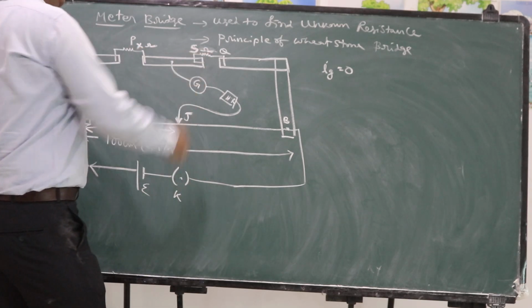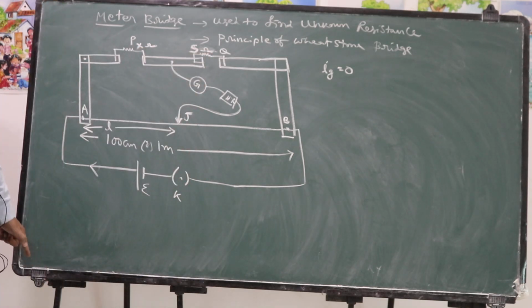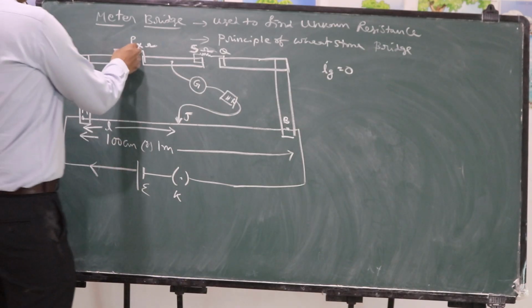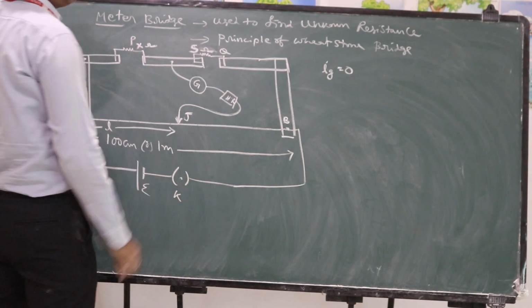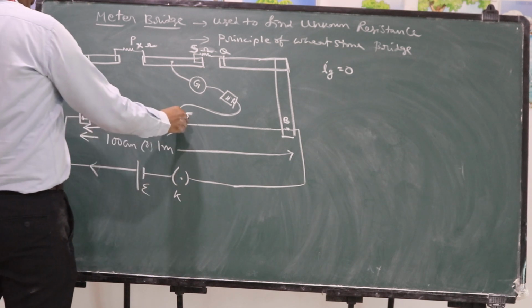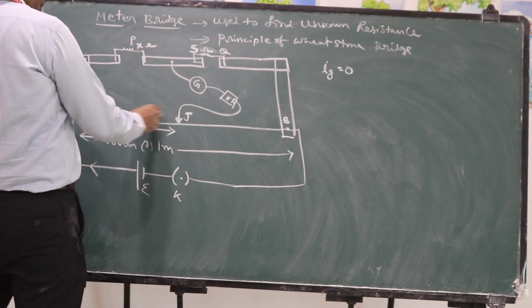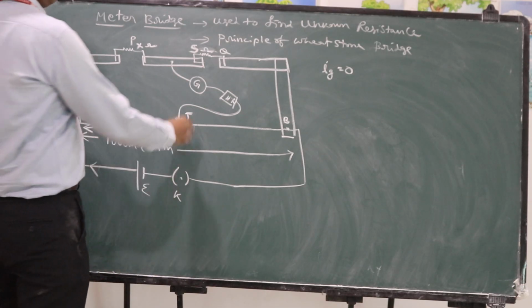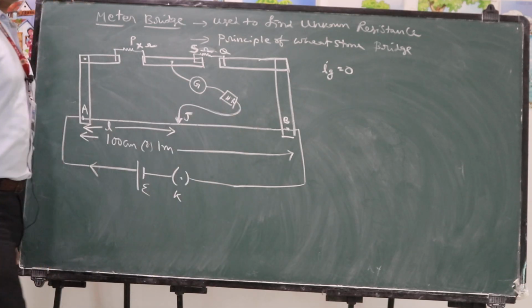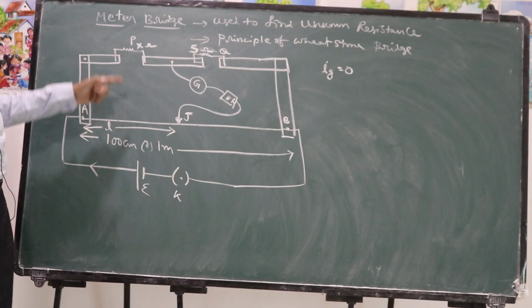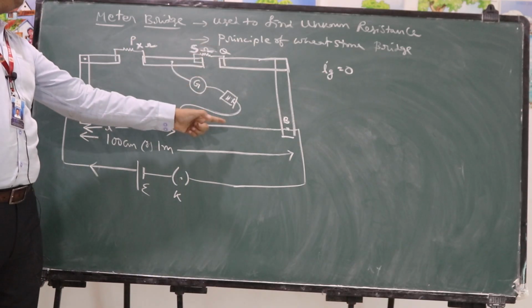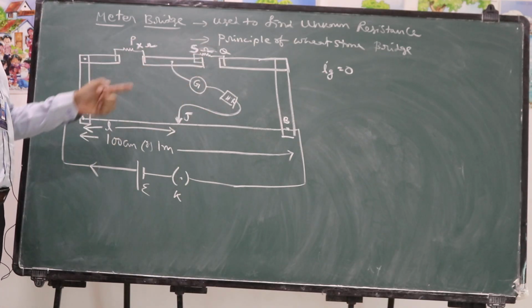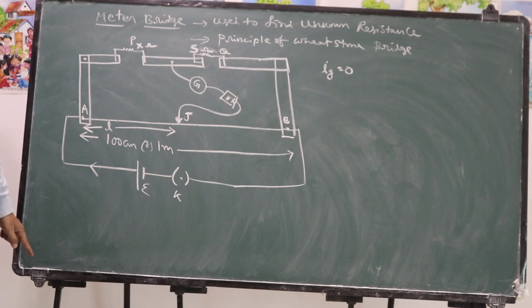You can imagine this as a Wheatstone bridge. In a Wheatstone bridge there are 4 resistors. Here one unknown resistance is there, here one known resistance is there. When you keep the jockey here, this part of the wire from A to J will act as one resistor, and from J to B, it will act as another resistor. When the ratio of these 2 resistances is equal to the ratio of the other 2 resistances, the bridge will get balanced.